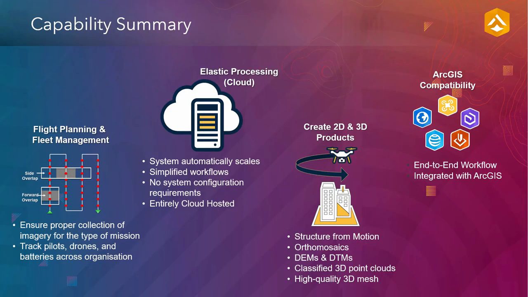So covering off on this, SiteScan for ArcGIS allows fleet management, pilot tracking, and drone and battery tracking. It allows us to pre-plan flights, set the drone and camera options as well for all our flight management. SiteScan Manager automatically scales for a number of jobs that are being performed, uses machine learning to detect ground control, and perform auto processing when the data gets there.